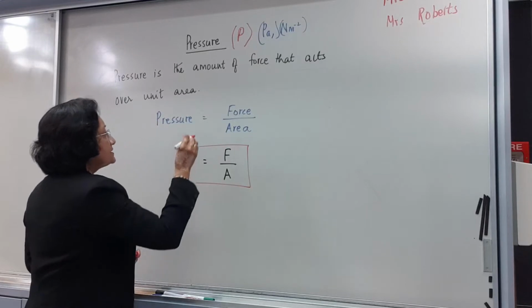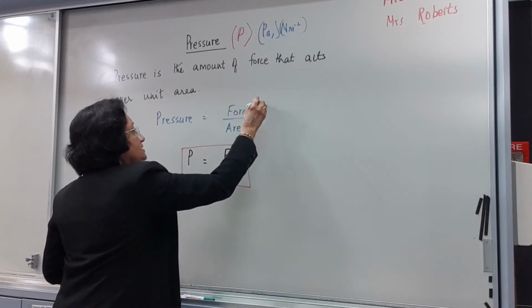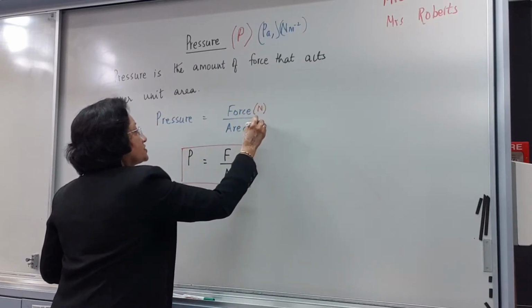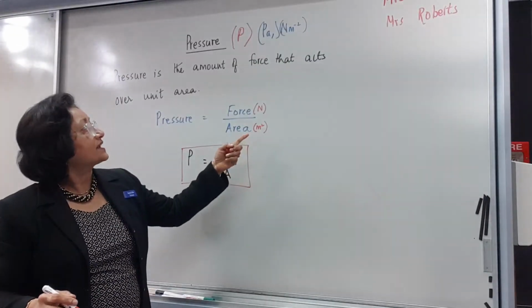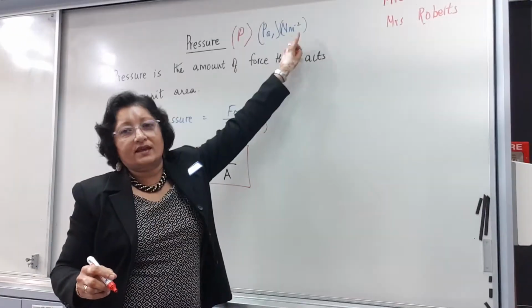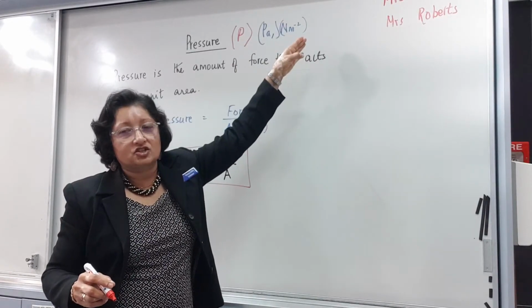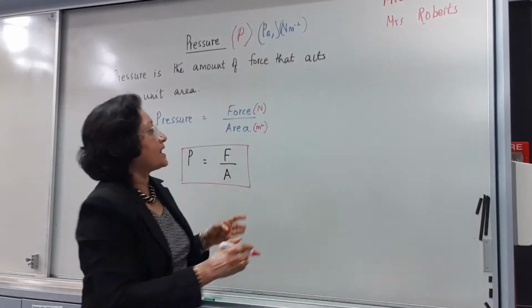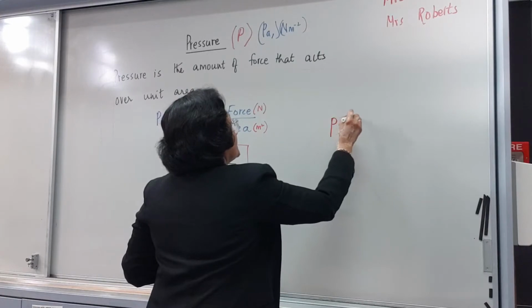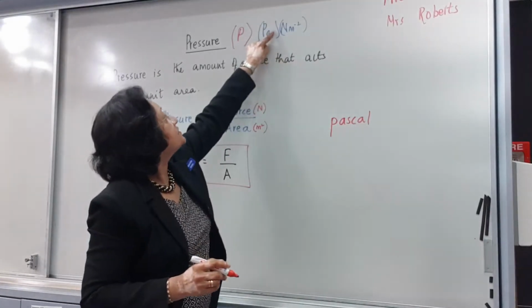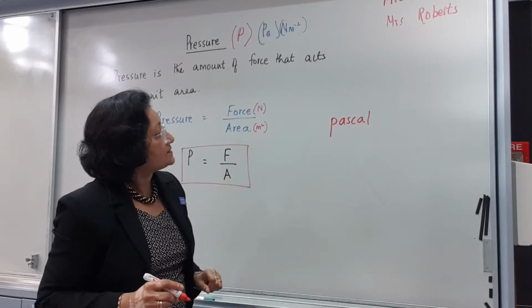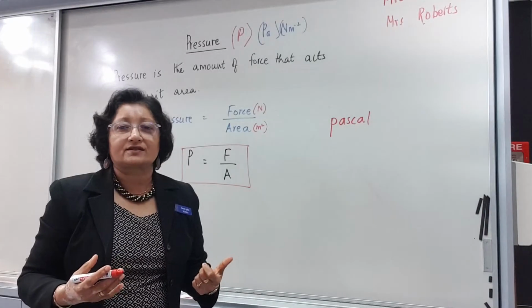Now, force is measured in newtons. Area is measured in meters squared. So when you divide newtons by meters squared, you get Newton per meter squared. So that's where you have this unit for pressure. And the other one is Pascal. So that's how you spell the word, okay? But it's written as Pa. It's just named after a scientist.